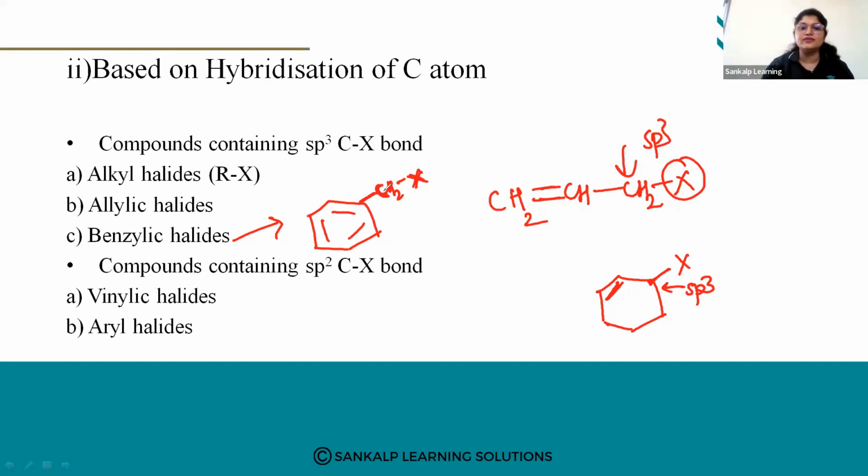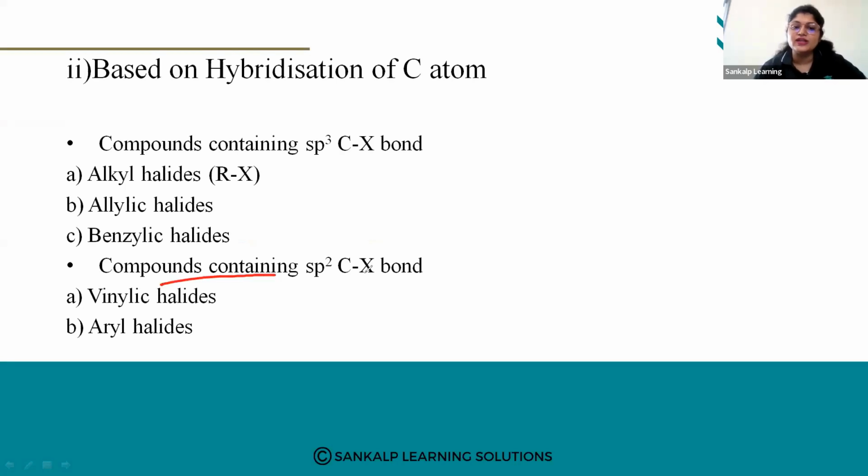Okay, so these are the second classification based on the hybridization of the sp3-CX bond. When you have an sp3-CX bond, these are the further classifications. Next we'll see the compounds which contain an sp2-CX bond. First is vinylic halide. So what are vinylic halides?